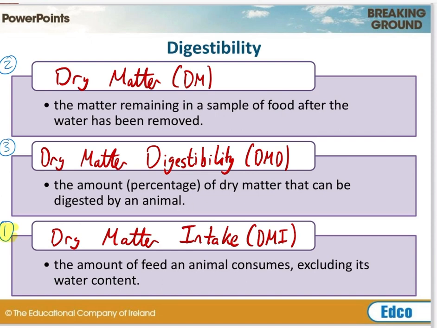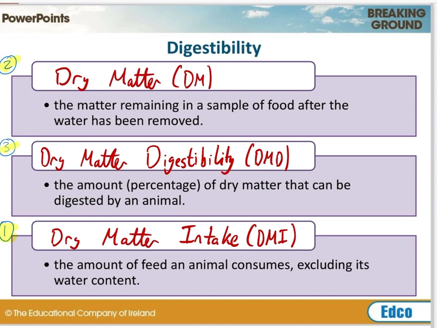So the total amount of hay, silage, haylage, grass that an animal takes into its body is the dry matter intake. The dry matter, number two, is the matter remaining in a sample of food after the water has been removed. In a ruminant animal, the water is going to be removed in the omasum, or in a monogastric, usually in the large intestine, where the water is being removed from the food. When the water has been removed from your food, you are left with your dry matter.